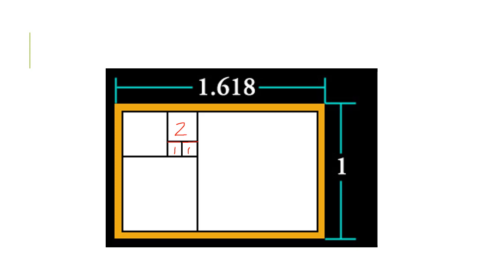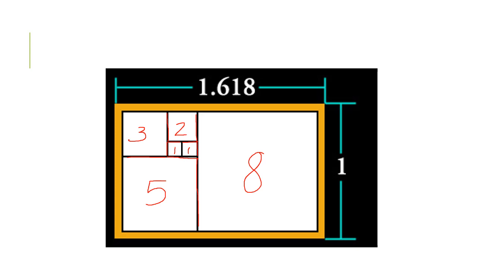So, ibig sabihin, kapag pinag-add natin itong 1 na to, 2 na ito, 3. Okay? So we'll have here 2 plus 3. We'll have here 5. Okay. So we'll have here 3 plus 5. This will be 3. Wow. So, Fibonacci sequence pa rin.